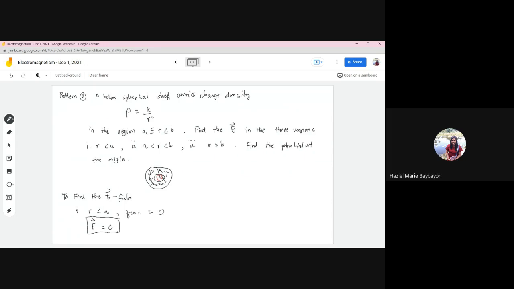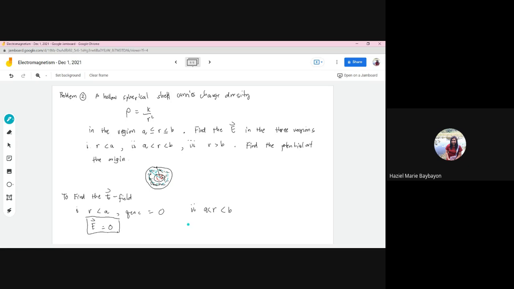Now for region 2, where r is less than b but greater than a. Here we draw a Gaussian surface with radius small r. So what is the electric field there?